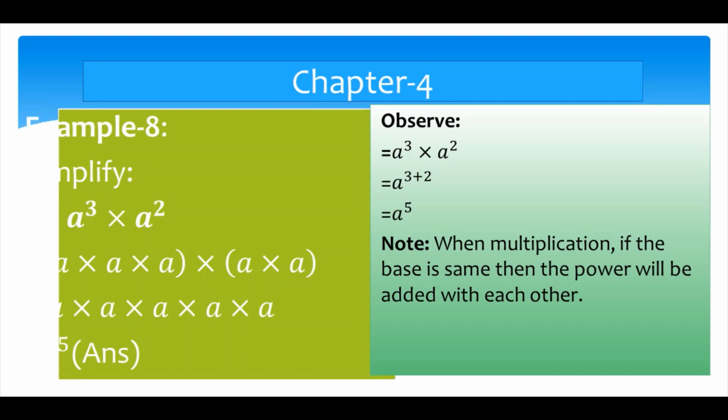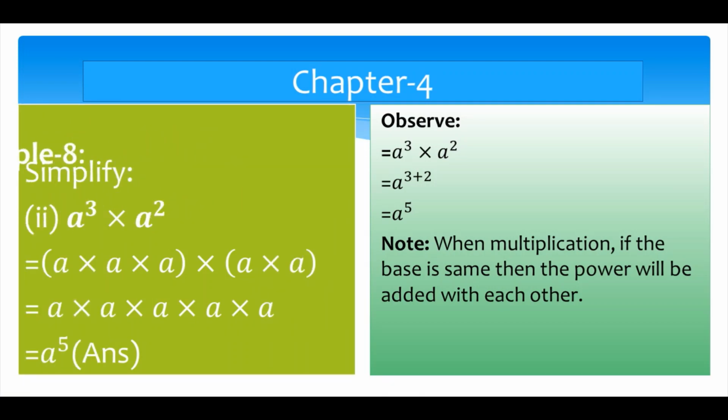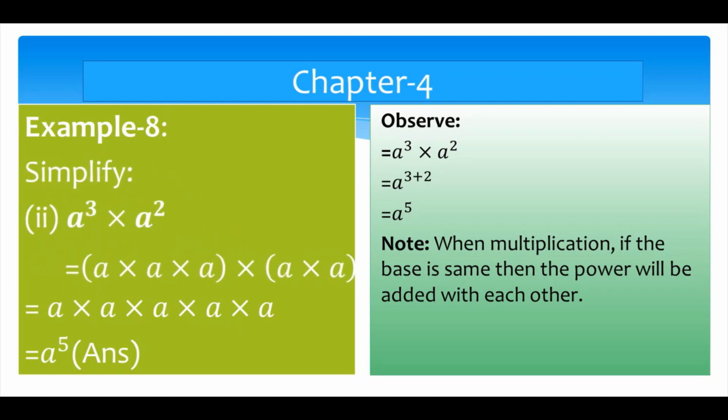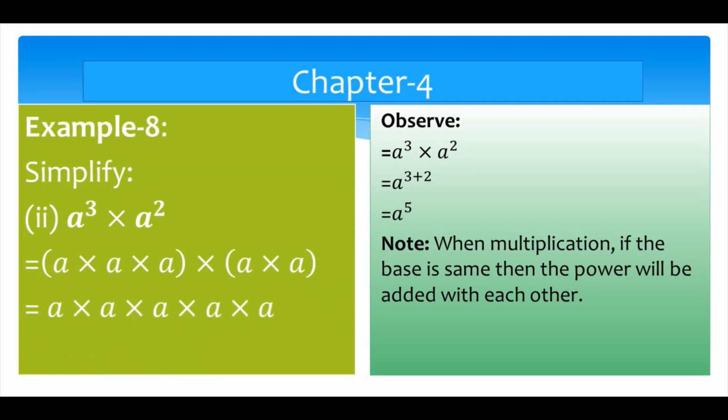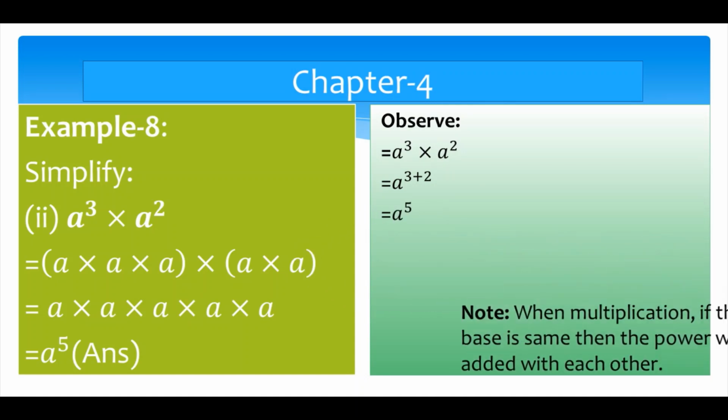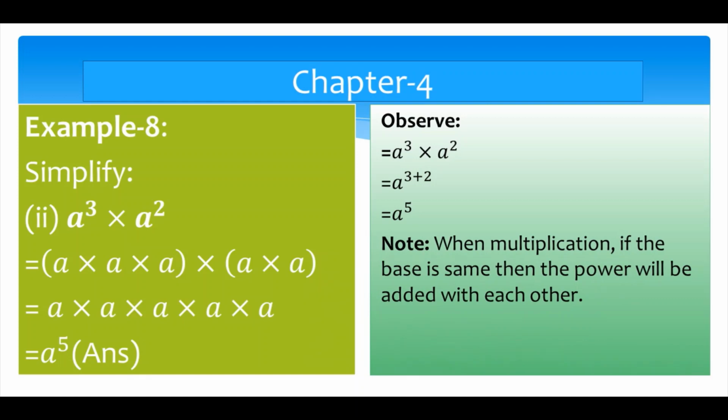Let's see again. Example number 8: simplify this number 2 math. A cube multiplied by A square, and if we write it like this, we get A to the power 5, which is our desired answer. Observe, A cube multiplied by A square equals A to the power 3 plus 2. That is, we get A to the power 5. Note: when multiplying, if the base is the same, then the powers will be added to each other.